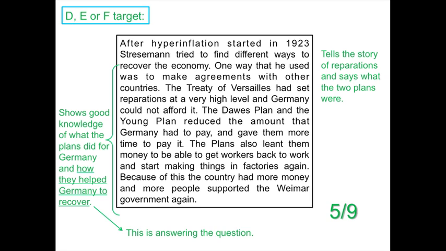Have a look at your own answer. Have you shown good knowledge of reparations and the Dawes and Young plans? Have you been able to describe them in detail? Highlight what you've done well and what you need to do to improve. Set yourself a target for next time. Think about your knowledge in this area. Do you need to prioritise the recovery from the economic crisis in 1923 as an area for your revision?